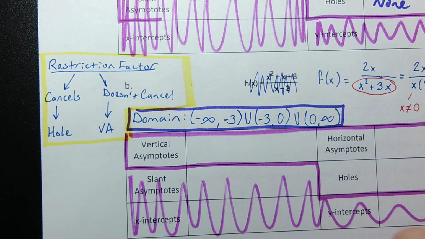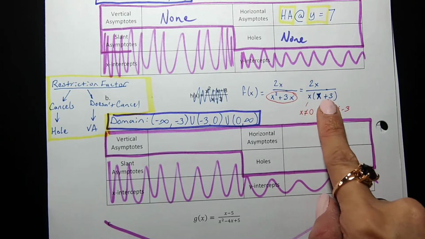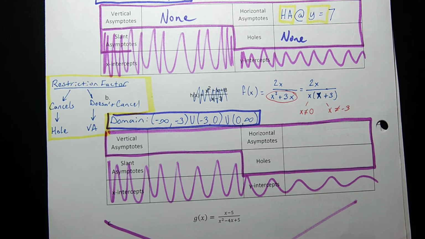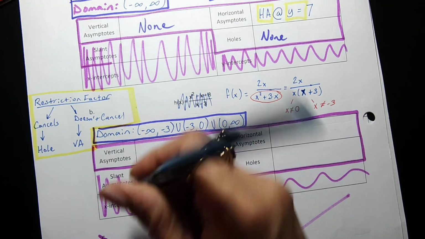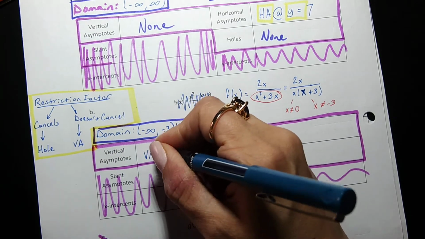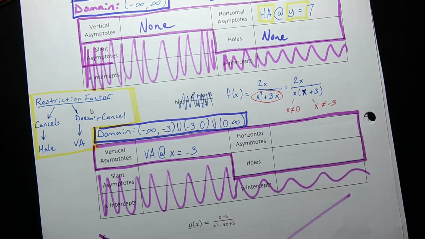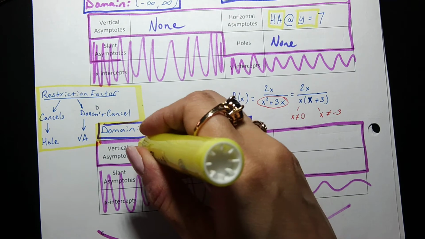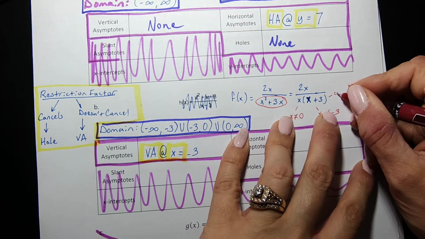So let's start with the restricted value of -3. Does the restriction factor x plus 3 cancel? Nope, there's nothing to cross off with it on the top. So that means we will have a vertical asymptote at x equals -3. So horizontal asymptotes are y equals, vertical asymptotes are x equals equations. So this one can't cancel.